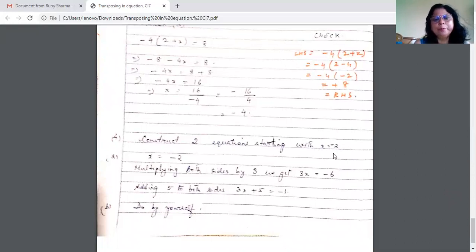So what do you do here? Now I have done one sum for you, multiplying both sides by 3. So I got 3x is equal to minus 6. That is also an equation, but I just added 5 to both the sides. So 3x plus 5 is equal to minus 6 plus 5 gives you minus 1. So this is my equation, whose root is x is equal to minus 2. Okay, whose solution is x is equal to minus 2. So I have framed an equation.